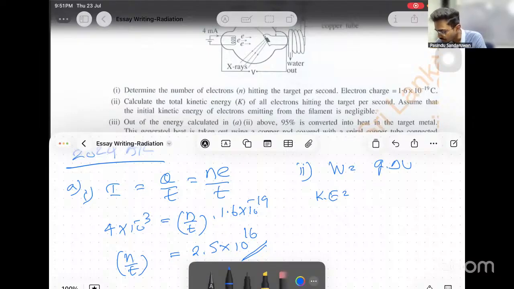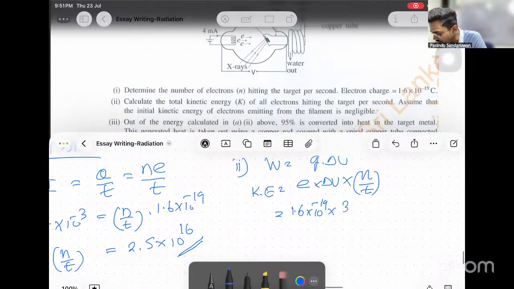This is per second, target per second. Even though that is about energy, what you are actually going to get is a power, kinetic energy per second. For one electron, e, times delta V, and there are N over t electrons hitting per second. Then e is 1.6 times 10 to the minus 19, and delta V, the potential difference, was given as 30 kilovolts, so 30 times 10 to the power 3. N over t we found as 2.5 times 10 to the power 16, per second.